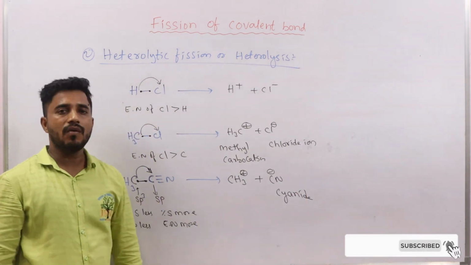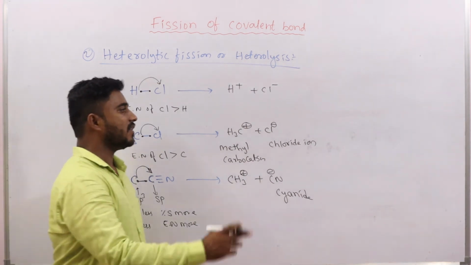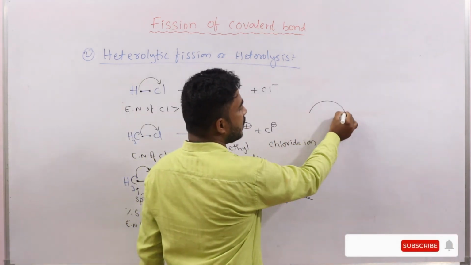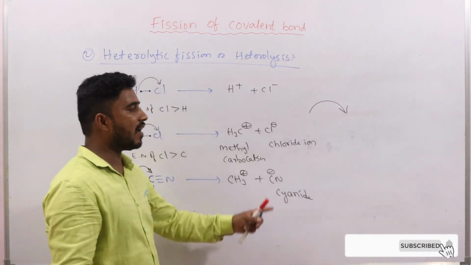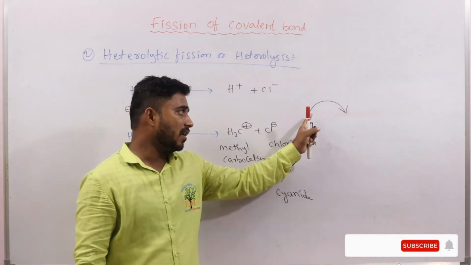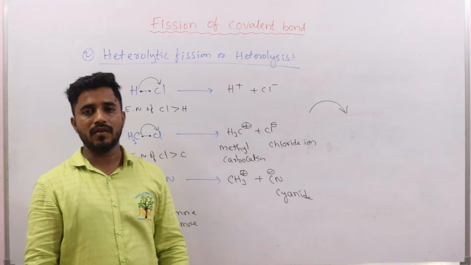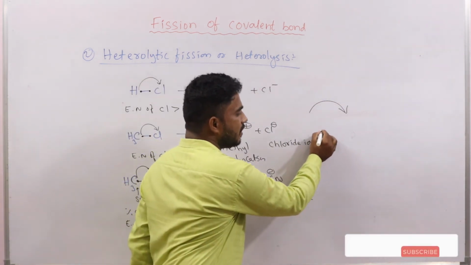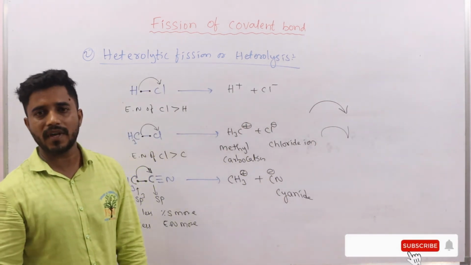So like this, heterolytic fission takes place. Heterolytic fission is indicated with a curved arrow. The shifting or distribution of electrons we represent with a curved arrow. In homolytic fission, that we represented with a fish hook arrow. Okay, right.